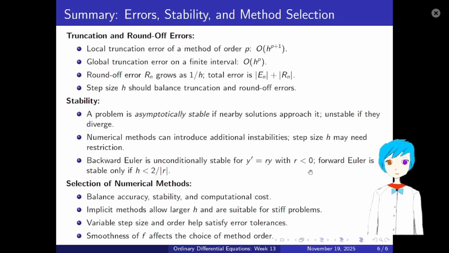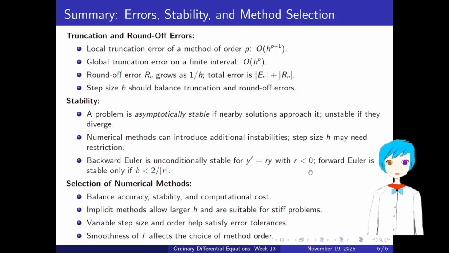Finally, we talked about the stability issues and numerical concerns when selecting appropriate methods. First, we need to consider truncation error and round-off errors. If we are using a lower order method like the forward Euler's method, the round-off errors can accumulate, and sometimes the global errors will not reduce even if we use a very small step size.